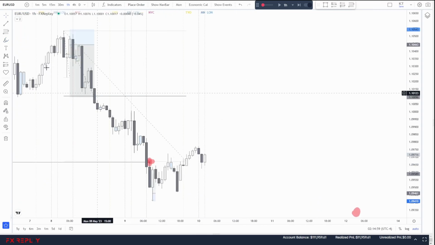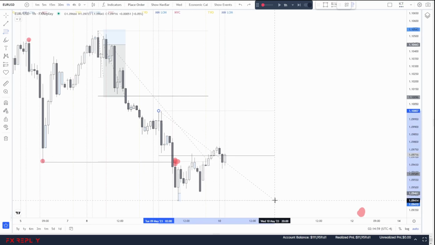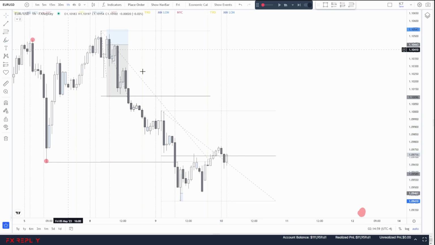And if we actually take a look at the structure that we created, we had this little pullback right here, which I count as a decent enough pullback, especially because it was in a session. I would count my premium and discount zone something like this. So let me quickly map out the structure for you once again. We had this minor pullback here.